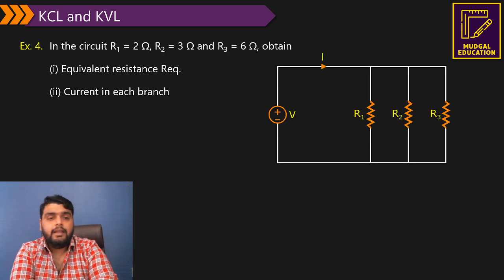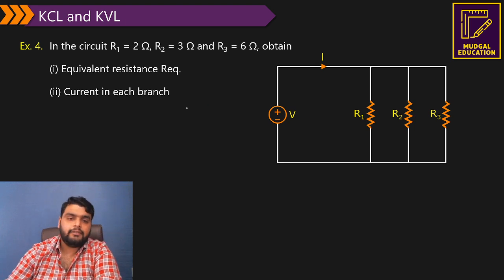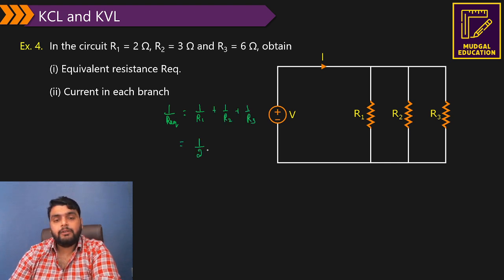Next, in the circuit, R1 is 2 ohm, R2 is 3 ohm, R3 is 6 ohm. Obtain the equivalent resistance. Simple. You can calculate the equivalent resistance: 1 upon R equivalent is equal to 1 upon R1 plus 1 upon R2 plus 1 upon R3. Now what is 1 upon R1? It is 1 by 2 plus 1 by 3 plus 1 by 6. If I take the LCM, it comes out to be 3 plus 2 plus 1, which comes out to be 1. So I can say R equivalent is 1 ohm.